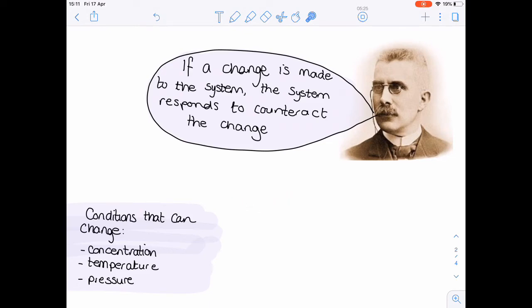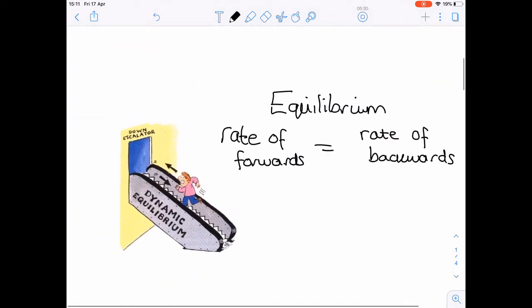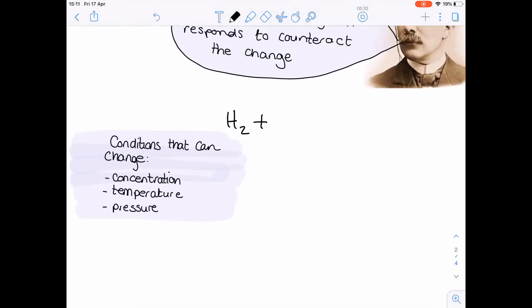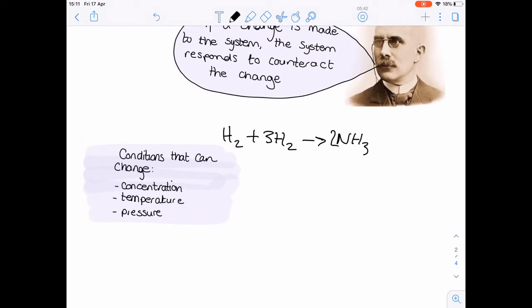If I just write out H2 plus, I think it's 3, NH3. If I just write that out for now, just to show you. So for example, if something was to happen here, one of the conditions changed and therefore the forwards reaction was not equal to the backwards reaction, we're going to have to change something. So temporarily things will change in this system until that equilibrium, the rate of the forward reaction, the rate of the backwards reaction can then be equal again.